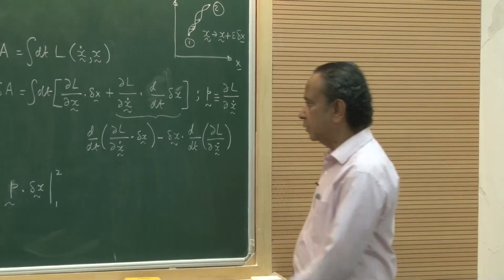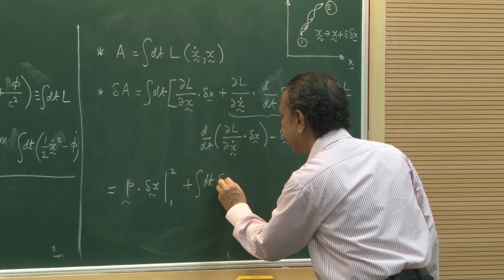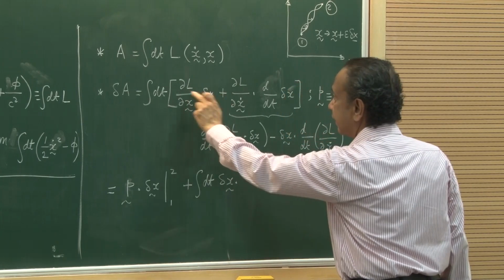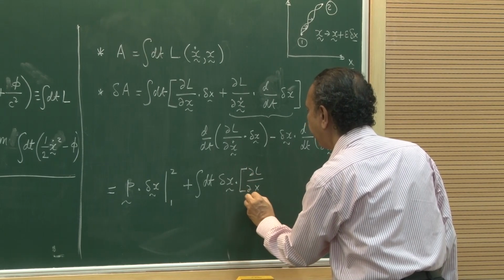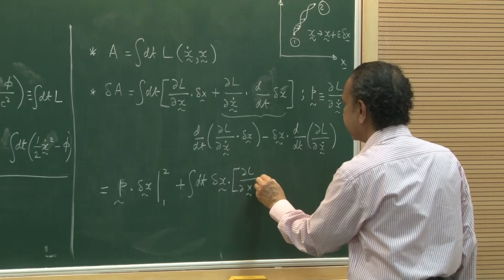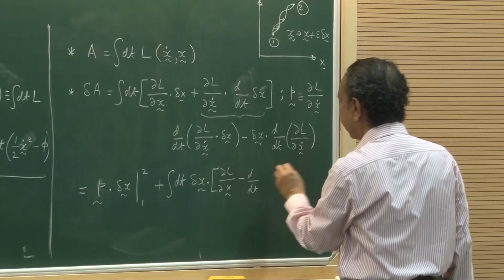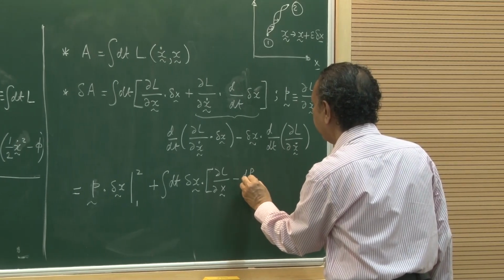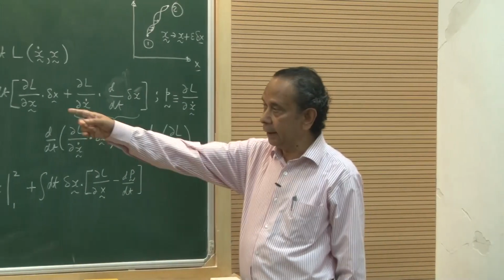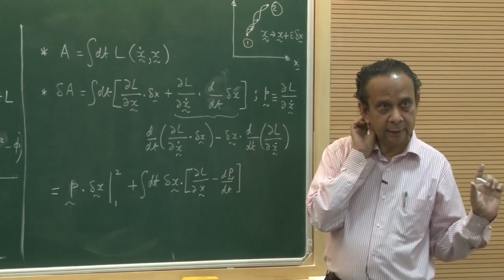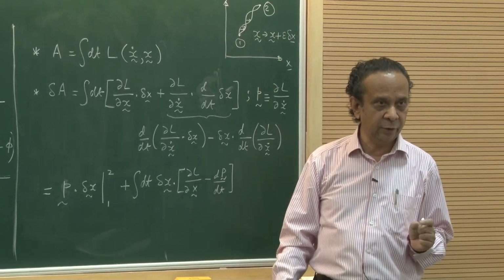Then take the rest of the terms. Rest of the terms will be integral over dt, delta x dotted with dl by dx, which is this. This delta x is out. So, it is d by dt of dl by dx dot, which I have called P. This is what you have for delta A. So, this is completely general. If I vary the path, this is what will happen. I have not assumed that the delta x vanishes at the end point.